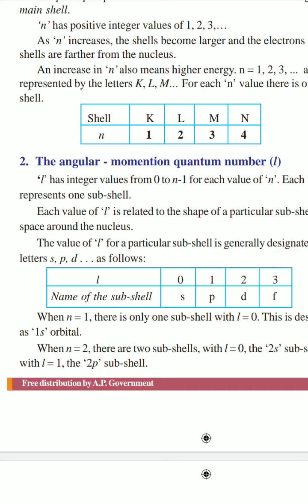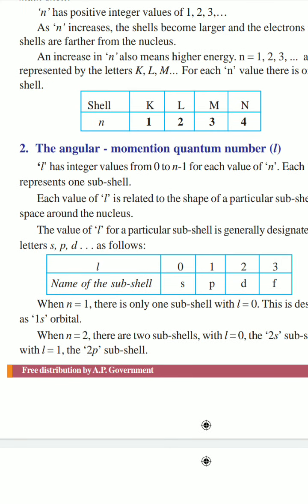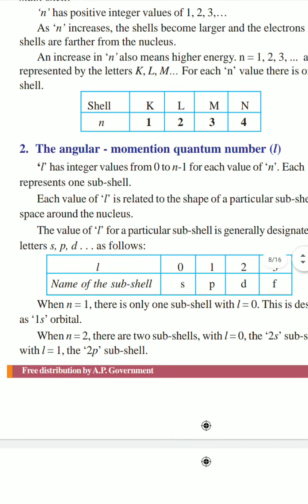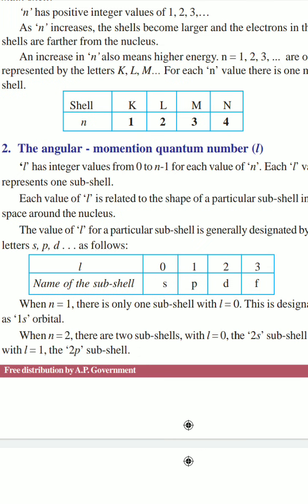If L is equal to 0, it will be present in the subshell s, and it will be in the first main shell K. And if L is equal to 1, it will be present in the second subshell, that is p. If L is equal to 2, it will be present in the third subshell, that is d. Like that, by using the L values, we can understand in which subshell the electron will be present in the atom.